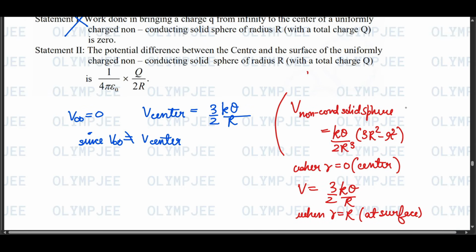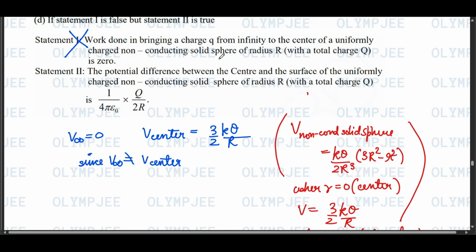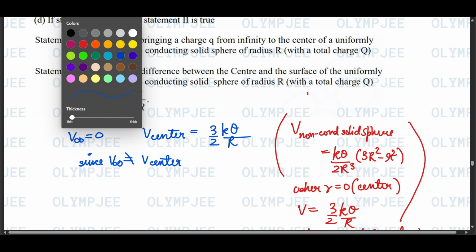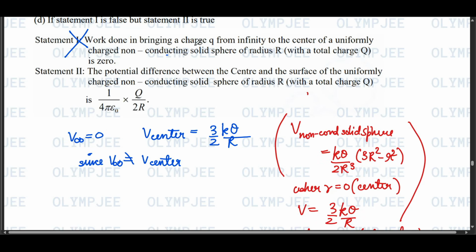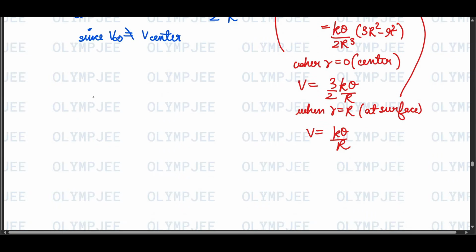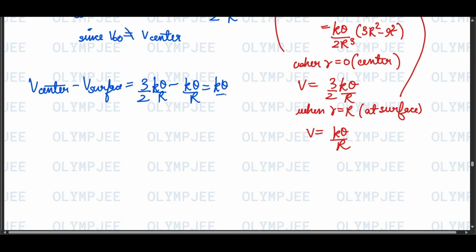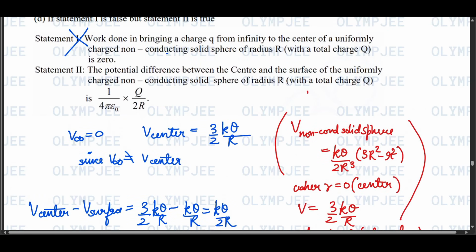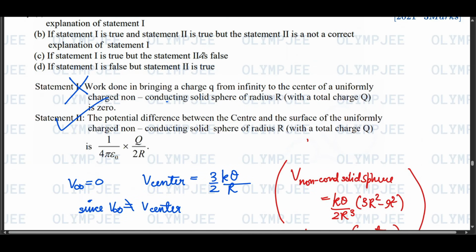So let us see the second statement. The second statement says that the difference between center and surface of the uniformly charged sphere is this much. So let us find. At center we derived that it is 3 by 2 KQ by R, and at surface it is KQ by R, so it will give us KQ by 2R. So statement 2 is correct. So the answer will be option D, statement 1 false, statement 2 correct.